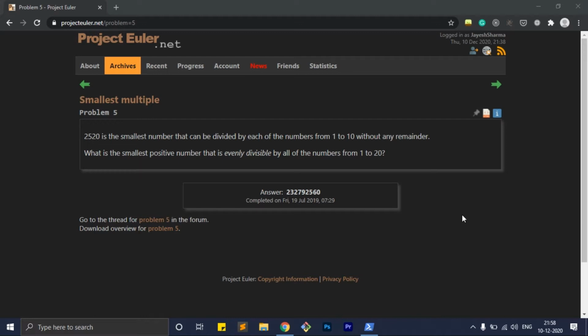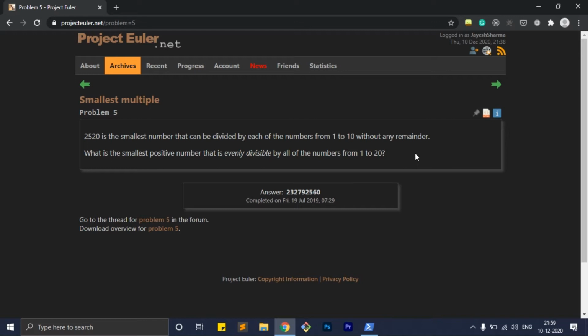So if we just ignore this fancy language for a second, this is a really easy problem. What they are asking is to do just the LCM of 1 to 20. If you ignore this fancy stuff and focus on the main thing, the smallest positive number evenly divisible by all the numbers from 1 to 20, that is the least common multiple, the smallest number which is a multiple of all of these numbers. So basically LCM. That's what I'm going to do.